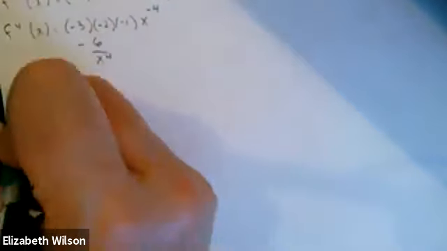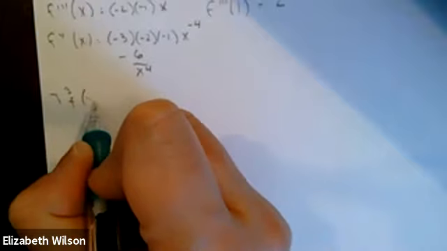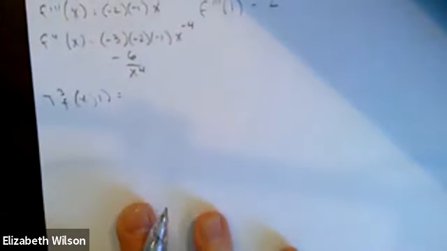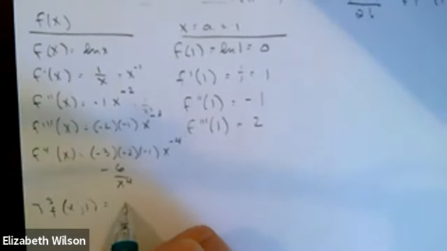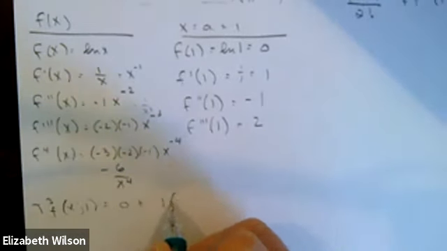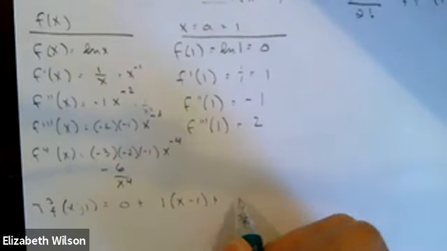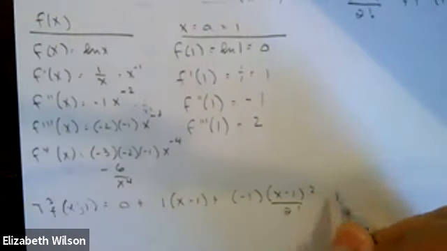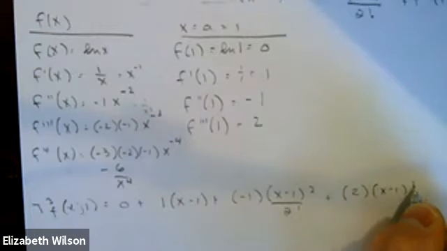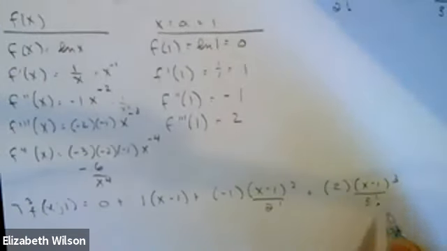Okay, so let's go ahead and write out our Taylor. So, Taylor centered at 1. Okay, so I'm going to start filling in the blanks for what we had. All right. Okay, so my first one, that's going to be 0 plus my f prime, plus my double prime, minus 1 times x minus 1 squared over 2 factorial, plus my third derivative over 3 factorial.